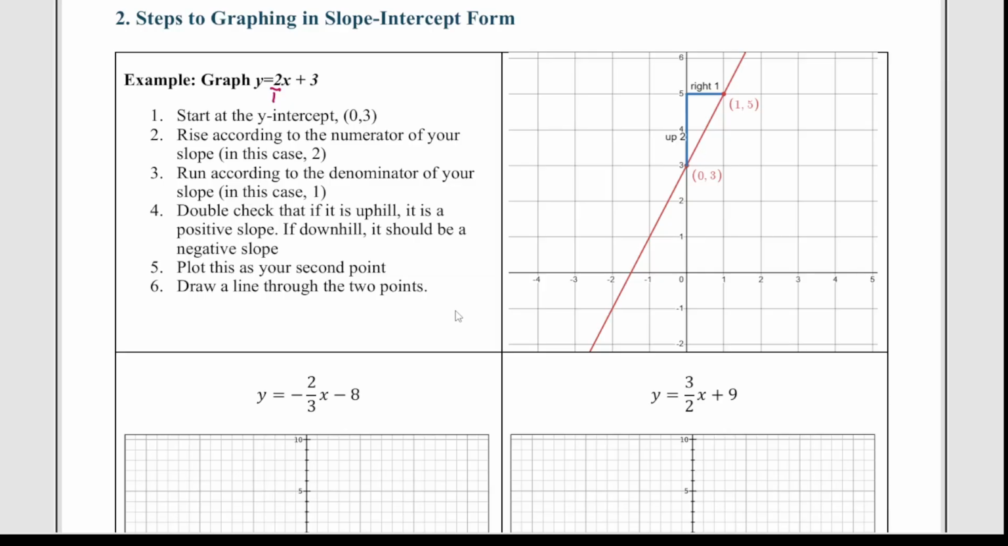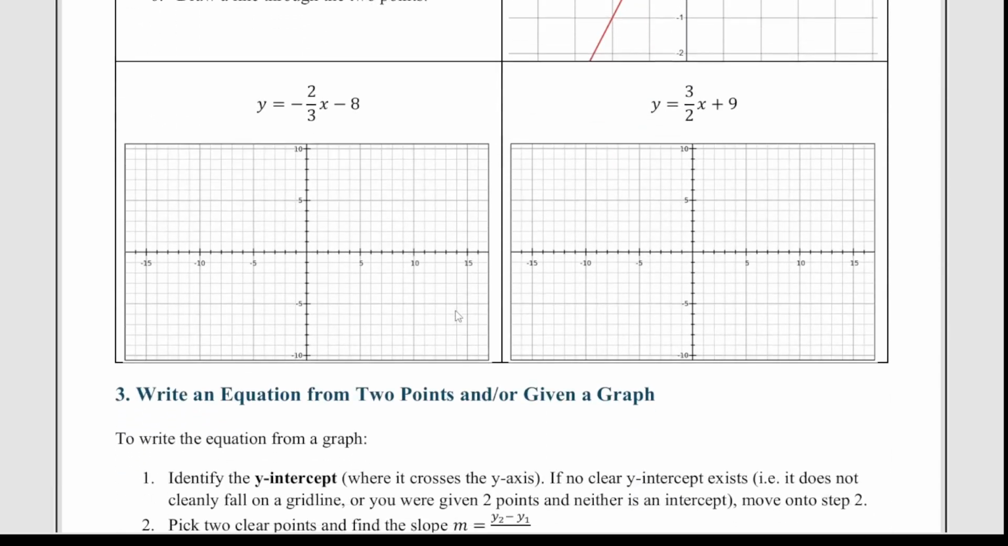So if you had accidentally moved over here, you would have said, oh my gosh, that's decreasing. It's going downhill left to right on top of the line. I better flip that around and graph it the other way around. And then you want to draw the line through the points. You only technically need 2 points, but it could be a good habit to try to draw more than 2.